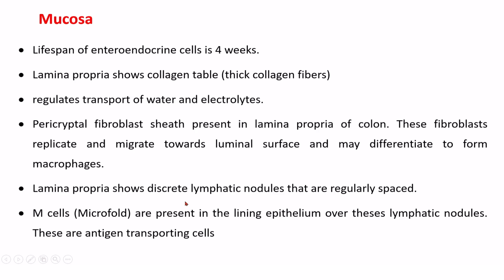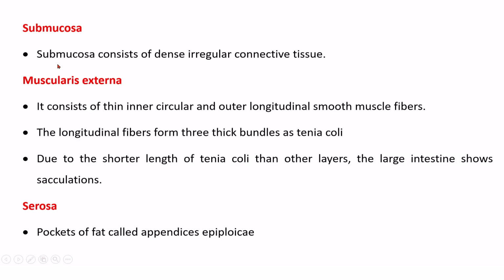Lamina propria shows discrete lymphatic nodules that are regularly spaced. Wherever these lymphatic nodules are present, the lining epithelium shows M cells or microfold cells, which are antigen transporting cells. The submucosa consists of dense irregular connective tissue. Muscularis externa has an inner circular layer and outer longitudinal layer. The longitudinal fibers form three thick bundles called tinea coli. Due to the shorter length of tinea coli and the other layers being longer, the large intestine shows sacculations. Serosa: the pockets of fat which are lying over the large intestine are called appendices epiploicae.